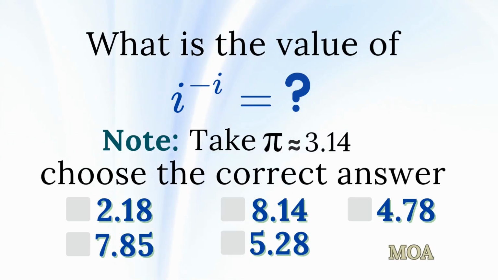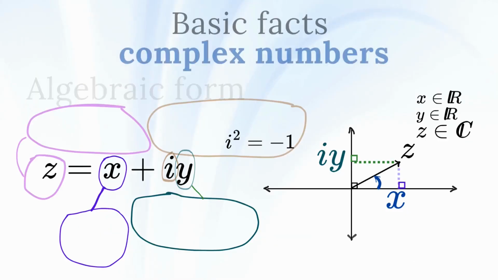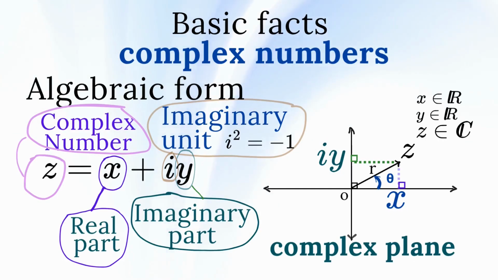Note, for this exercise, use pi approximately 3.14. Using our mathematical proof, we will determine the correct answer at the end. Before solving the problem, let us recall some basic and essential facts about complex numbers.